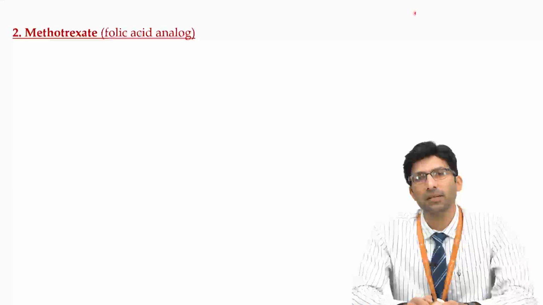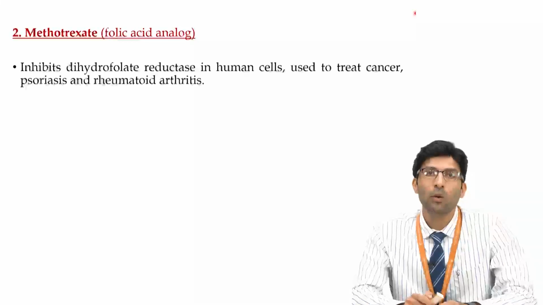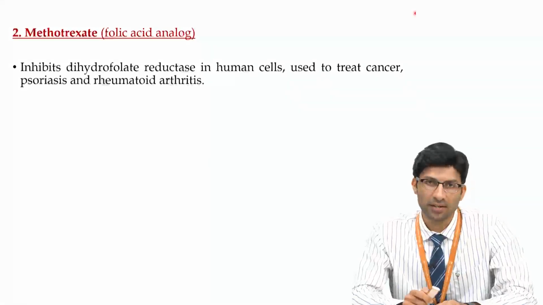What is the next inhibitor? The next inhibitor is methotrexate. It is a folic acid analog. So here methotrexate is used as an inhibitor in human beings. How does it do it? It inhibits the enzyme dihydrofolate reductase in human cells, and it is used to treat cancer, psoriasis and rheumatoid arthritis.